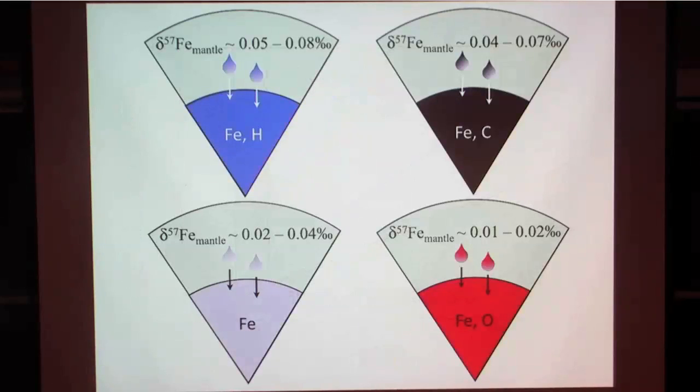So if you make a cartoon of what the iron isotopic composition of the mantle would be, assuming that the only thing that affected it was core formation, you can see that these values would change depending on the light element that's in the core. These numbers are small, but they're measurable. Okay? This value and this value maybe would not be seen, but these ones would very much be seen, and we don't see them in samples, in rocks.